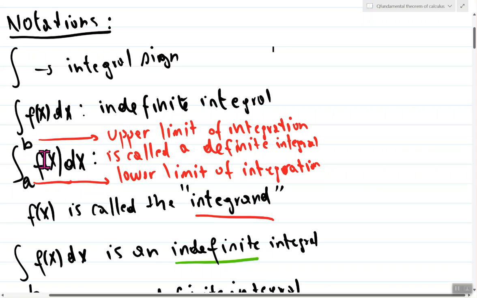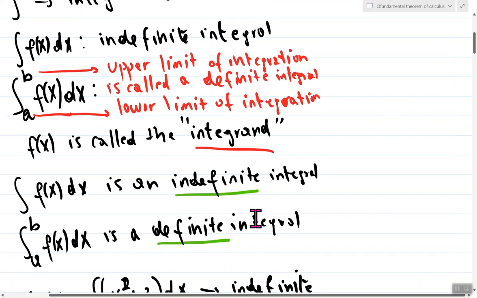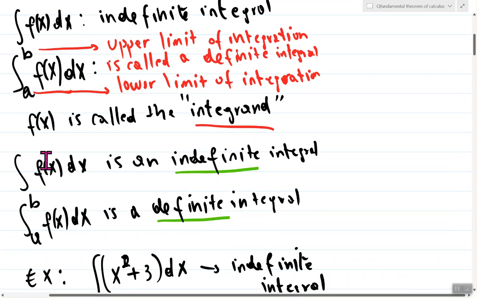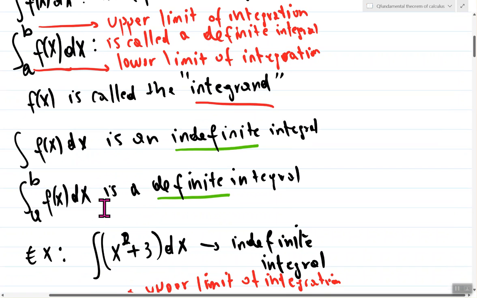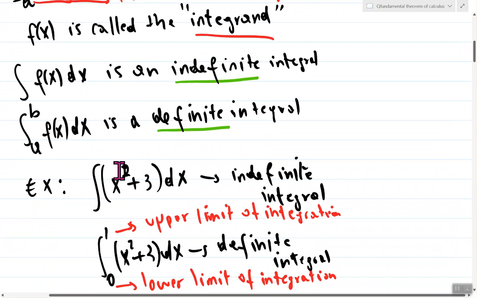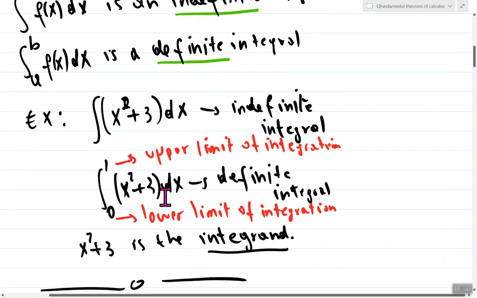Any function that is between the integral sign and the dx is called the integrand. An indefinite integral, a definite integral. In an indefinite integral, the integrand is x squared plus 3. A definite integral.